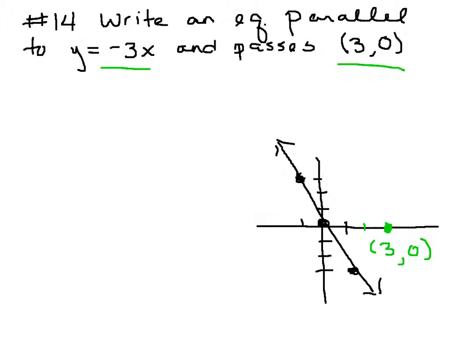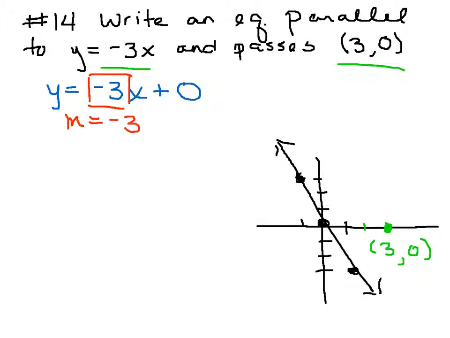So I'm going to write an equation parallel to the line y is equal to -3x, and it passes through the point 3, 0. So in the equation, let's do this in a different color. Y is equal to -3x. I can say that's -3x plus 0. So as always, let's see here. There is my slope. It's equal to -3. And here is my constant, my y-intercept, which is my constant in that equation, and it's equal to 0.